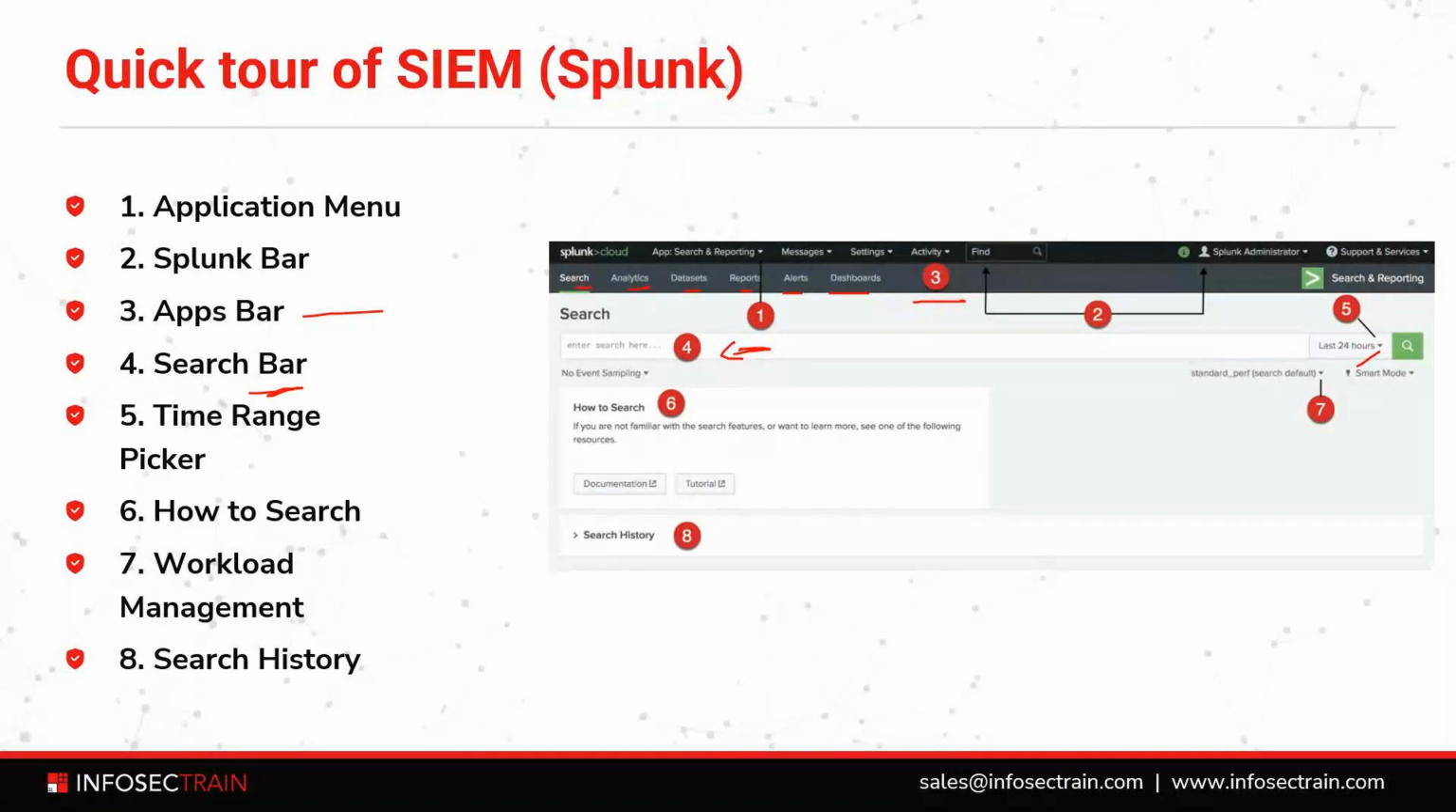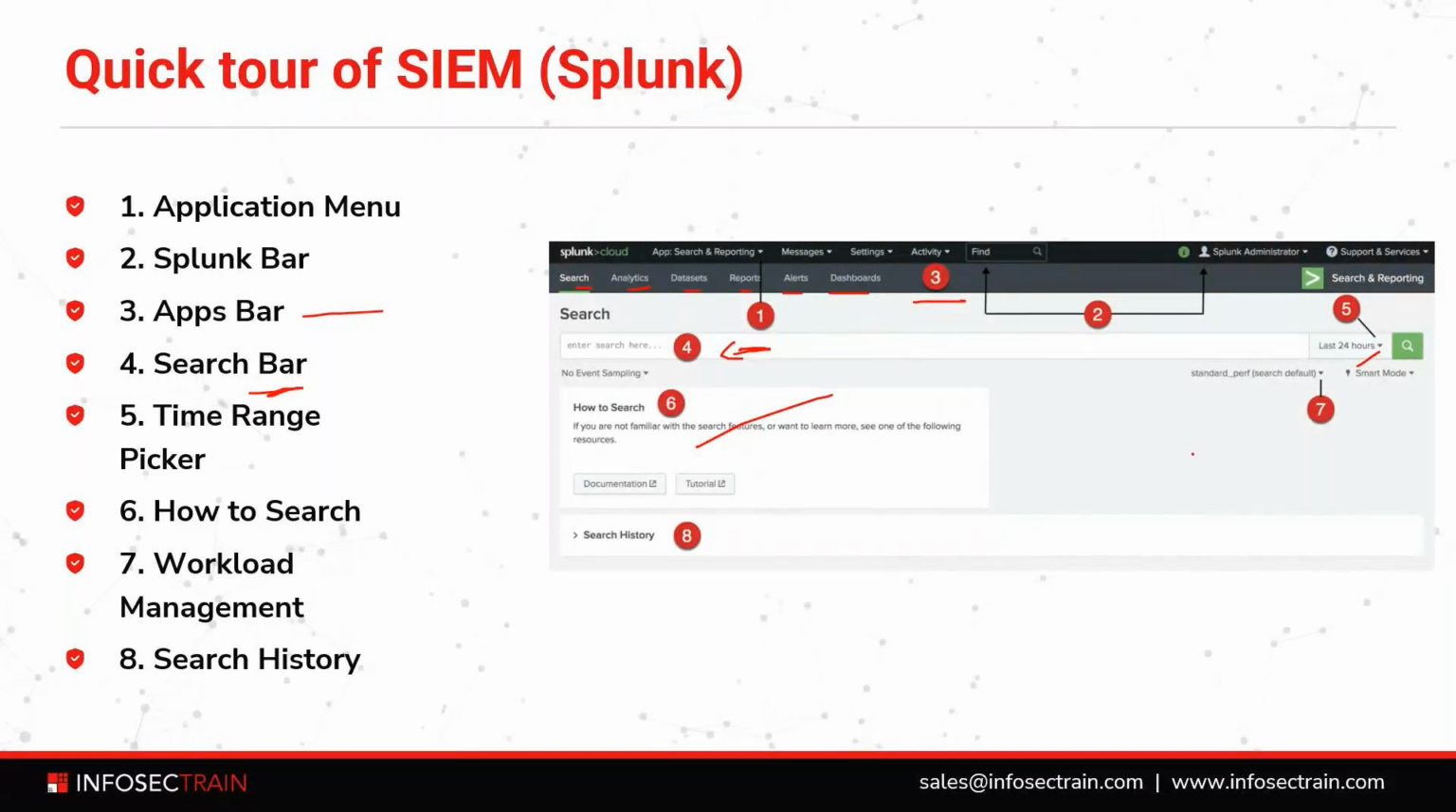Sixth is how to search. This section contains links to resources like the search manual and search tutorial which will guide you on how to search effectively. Okay, so for example if you're unsure about using the stats command, statistics, to calculate the average response time, you can refer to the search manual for examples and syntax. Documentation and tutorial will be there.